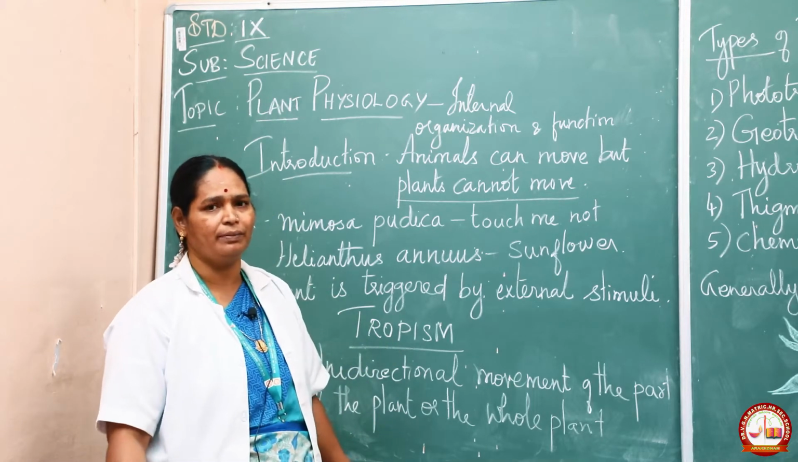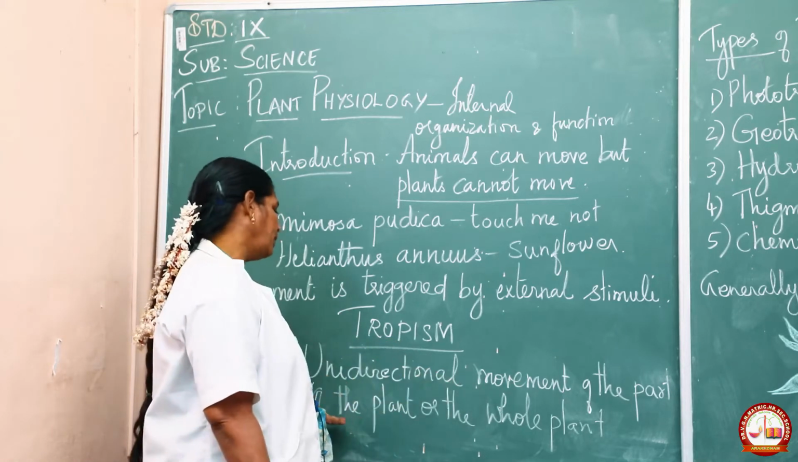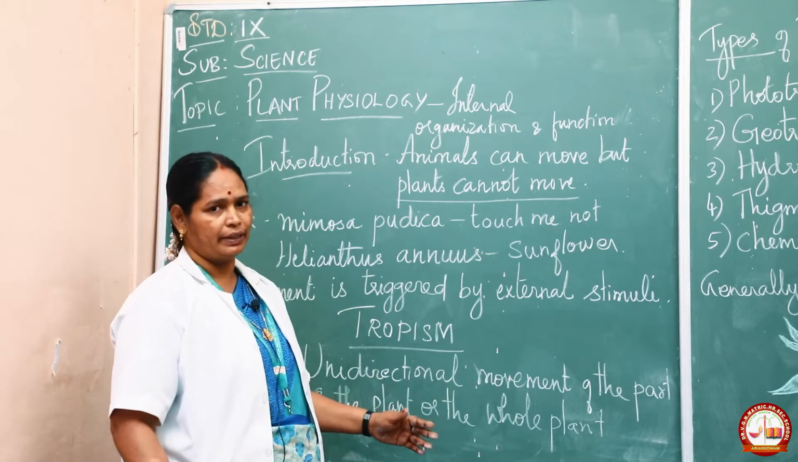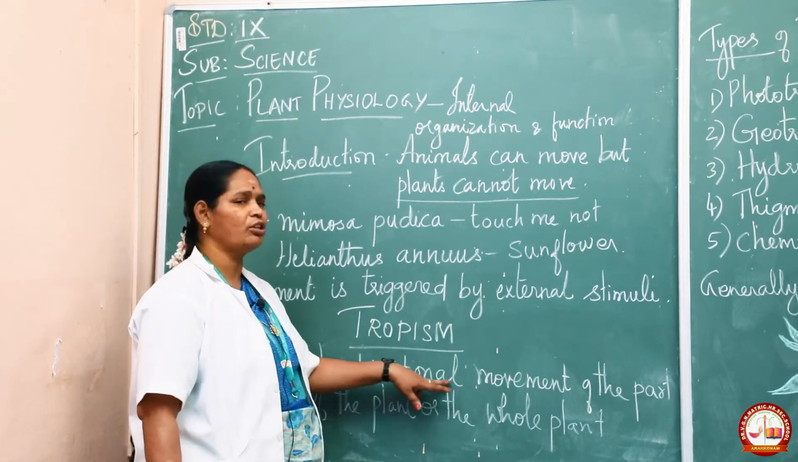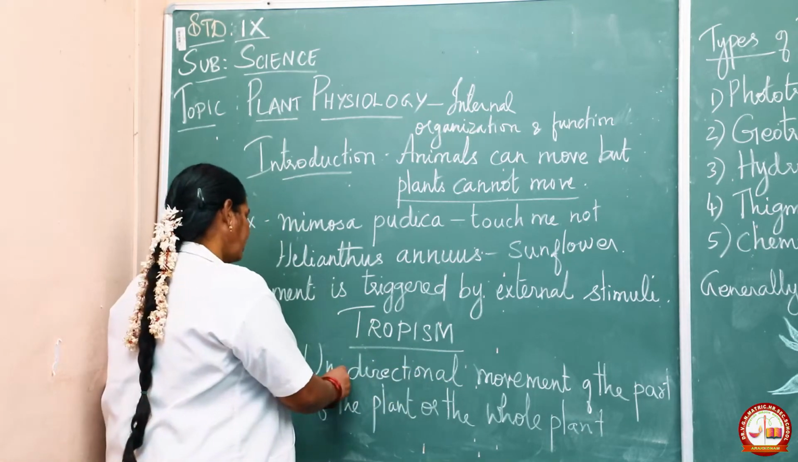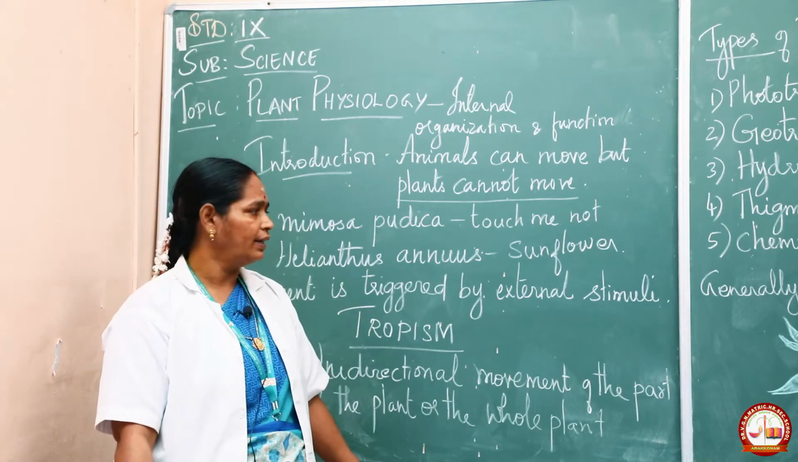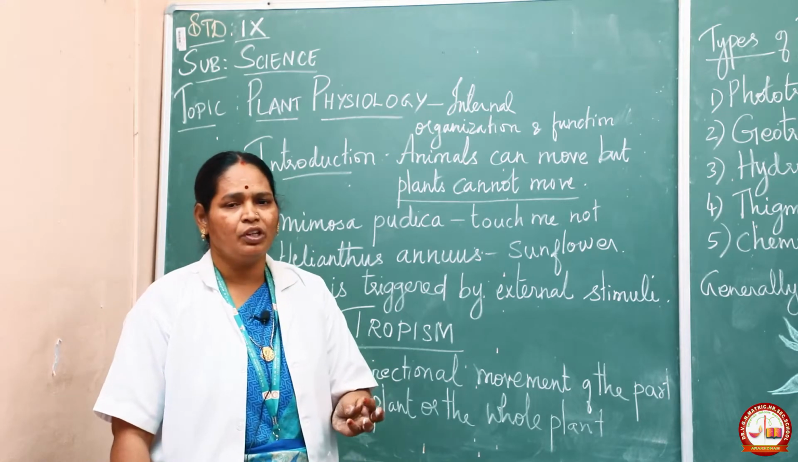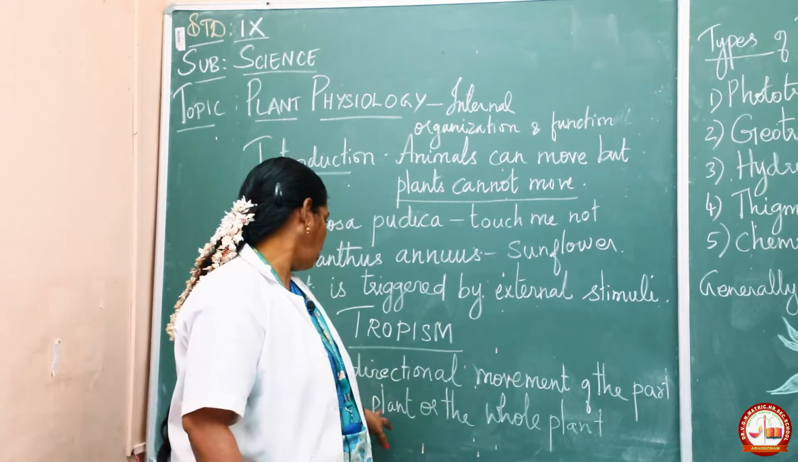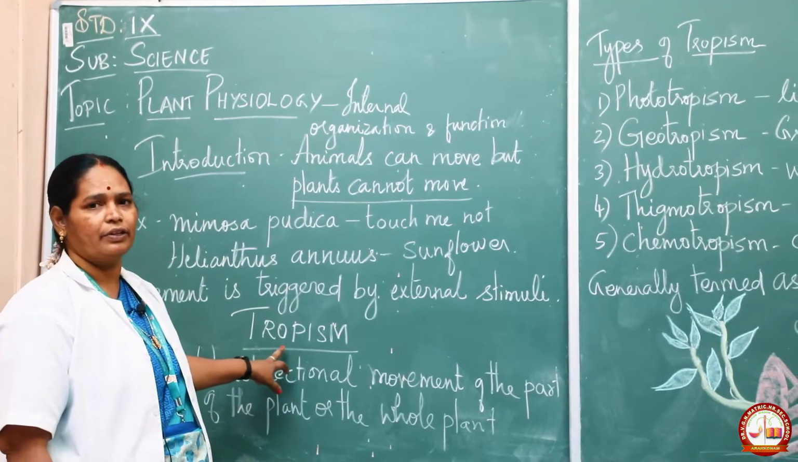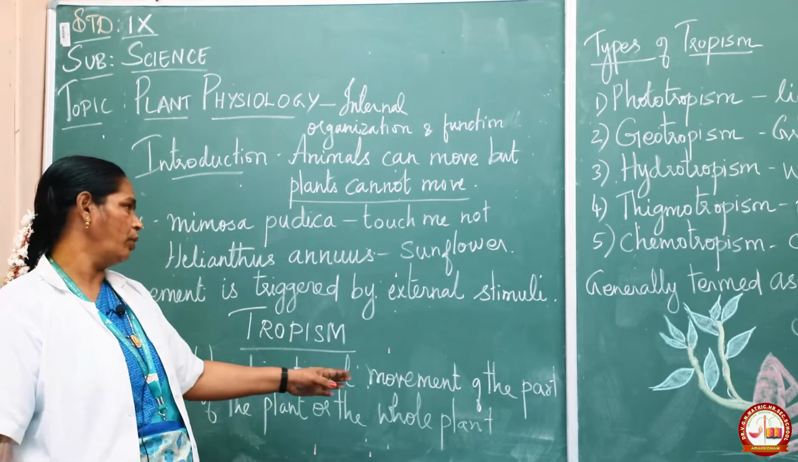What is meant by tropism? Tropism is nothing but the unidirectional movement of a plant part or the whole plant. Okay? It is a movement. It is a unidirectional movement. What does the name imply here? Uni. In one direction, it receives the movement. Example, the stem. The stem grows towards the sun. Is it not? Sunlight. And of course, this is called what? Tropism. Children, tropism refers to the unidirectional movement of the plant part or the whole plant.